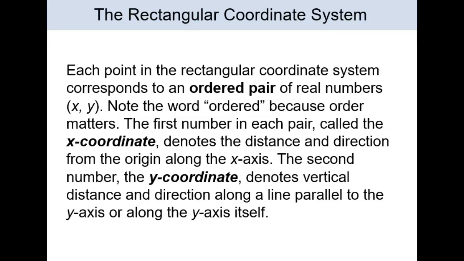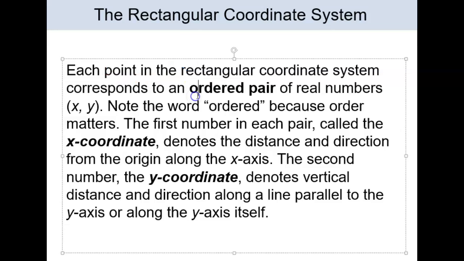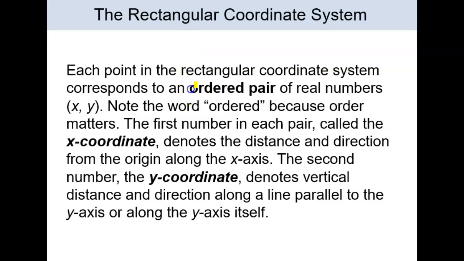So what do we mean by point? Each point corresponds to what we call an ordered pair. An ordered pair means the order matters. So it's always x, then y.